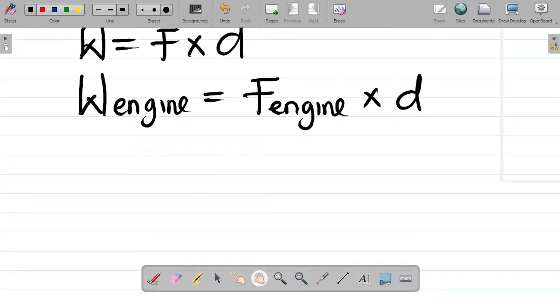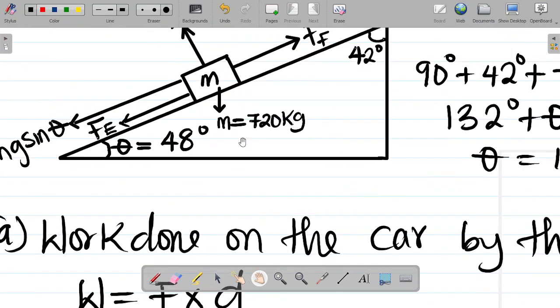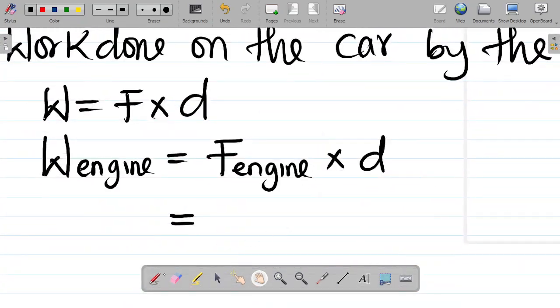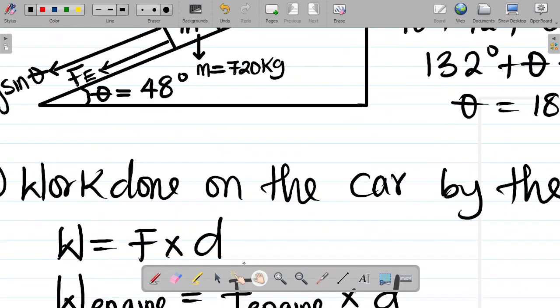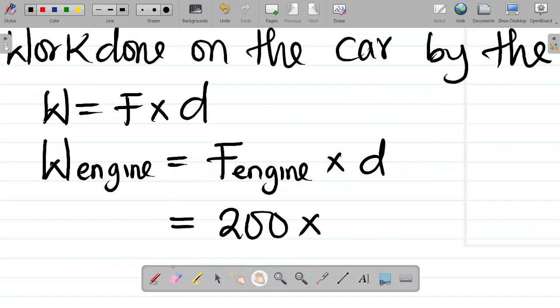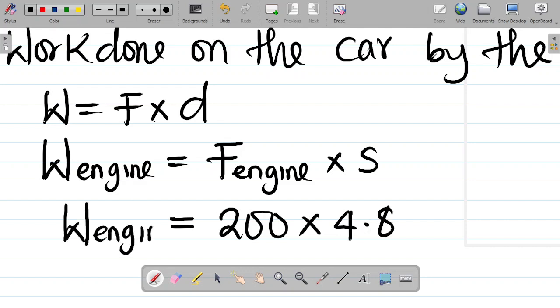And this is equal to the force of the engine from the question here. If you look at this, engine force is 200 Newton. That becomes 200 times the distance. In this case, observe that we use distance as S, so I'll just change this to S instead. It's the same thing. So this times 4.8. All right, this is the work done by the engine.